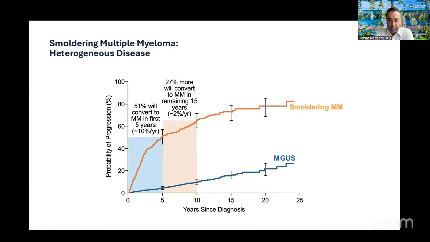So most people that I see in clinic have a very small amount of monoclonal protein. They don't have any symptoms. It was picked up by chance. For the most part, they are typically observed. They're just followed once or twice a year, depending on the degree of abnormality.